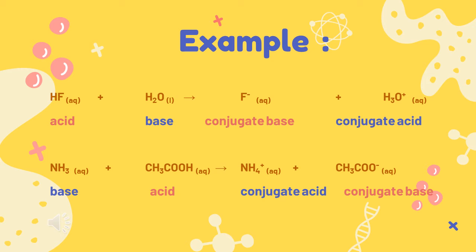For another example, acetic acid acts as an acid because it donates its proton to ammonia. So ammonia acts as a base because it accepts a proton from acetic acid. In addition, there is a conjugate acid-base pair, namely acetic acid acts as an acid with CH3COO- ions as the conjugate base, while ammonia acts as a base with ammonium ions as the conjugate acid.